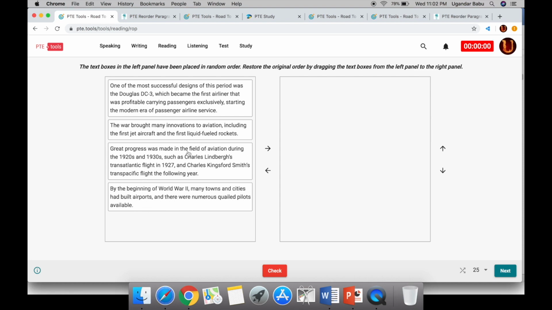This can be the independent sentence and this can be another independent sentence. So how to find which one is the primary sentence? Remember that the first sentence will usually be the introduction to the paragraph. Here if you read it again, they have mentioned the years 1920s and 1930s. But here, by the beginning of World War II, World War II happened between 1939 and 1945. So this should be the second sentence and this one should be the first sentence.